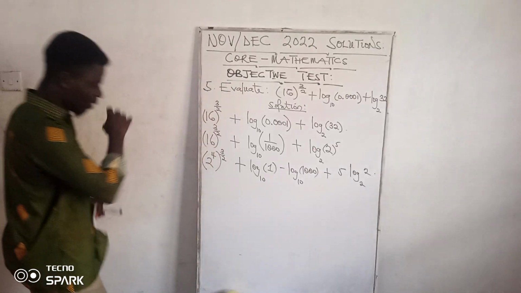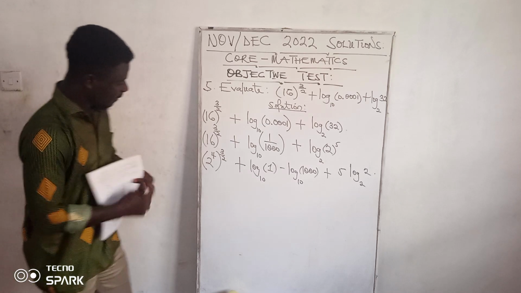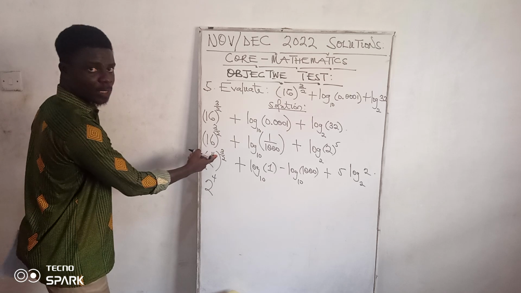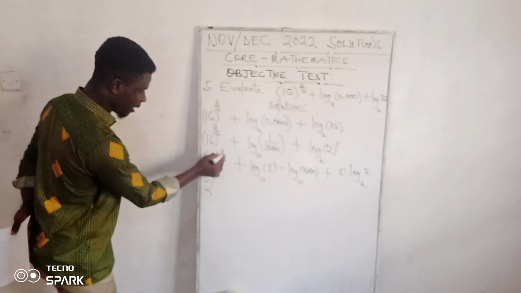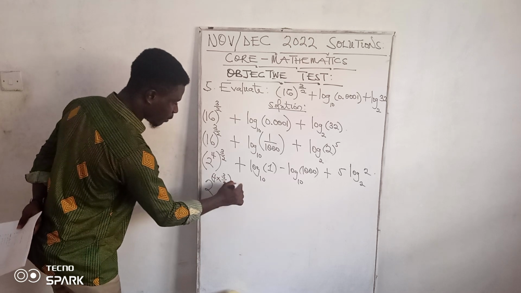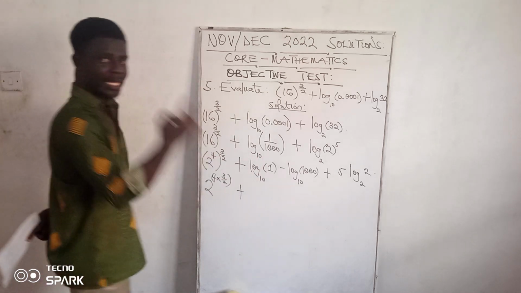All right. So now I have what? We can say that 2 exponent 4. The exponents are multiplying here. So 4 times 3 on 2. Then I have plus log 1 base 10.